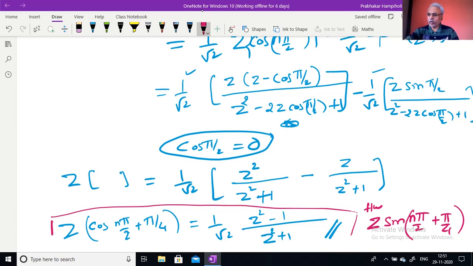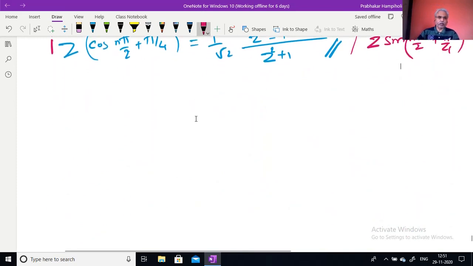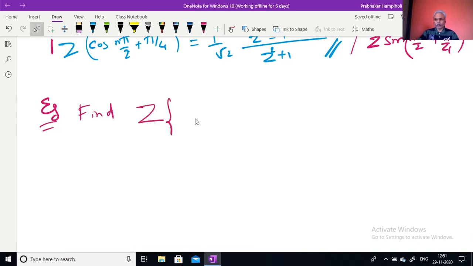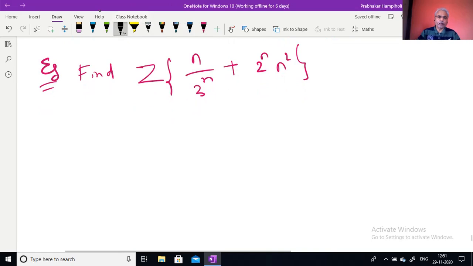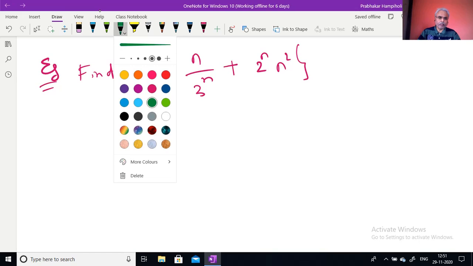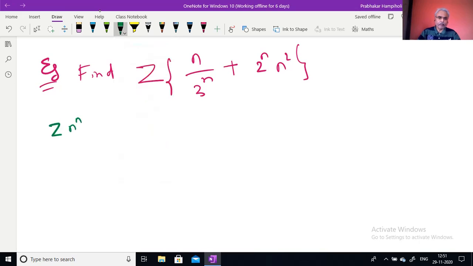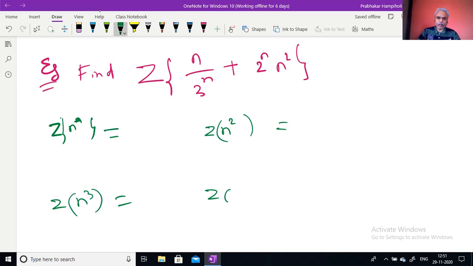So now we are doing this to revise our previous knowledge. Next example, on the same lines: can you do this? Find the Z transformation of n/3ⁿ + 2ⁿ². So let me revise all your Z transformations of the type Z of n, Z of n², Z of n³, Z of n⁴. Let me take a pause. Can you write it?